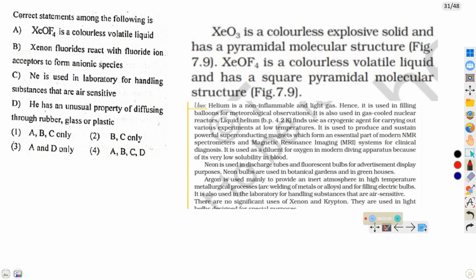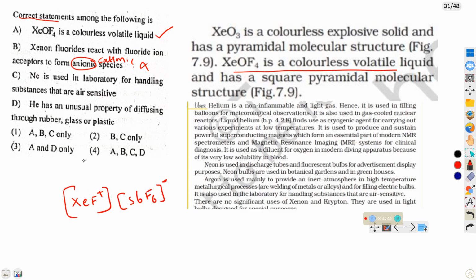Correct statements among the following. XeOF4 is a colorless volatile liquid. Correct. Xenon fluoride reacts with fluoride ion acceptor to form anionic species. Wrong. It forms cationic species. Not anionic species, cationic species it forms. Like this, XeF plus SbF6 minus. Like this the compounds are formed.